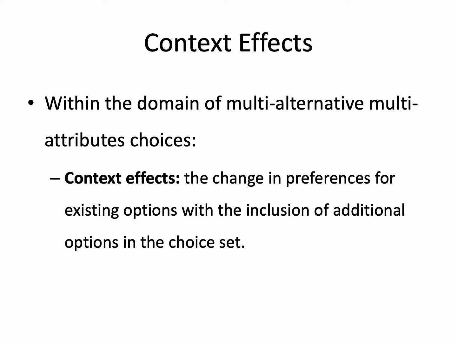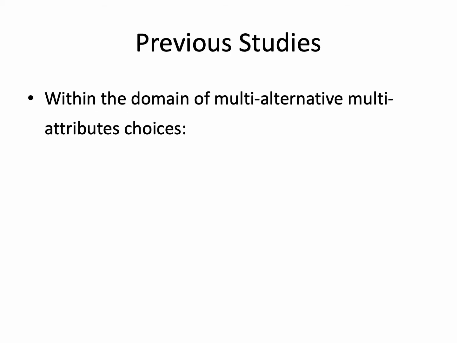When making choices among multiple options based on multiple attributes, context effects refer to the change in preferences for existing options when the choice sets include additional options. Previous studies about context effects put strong emphasis on the construction of preferences and usually neglect the impact of preferences that could be learned from prior experience.